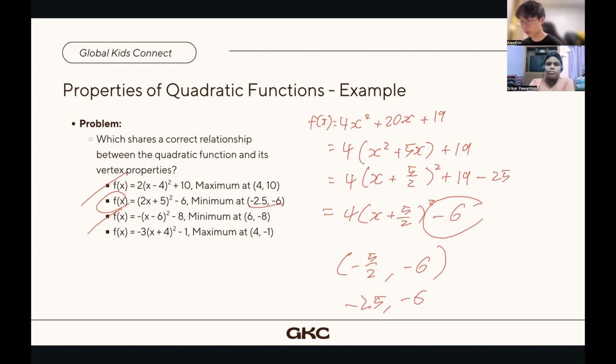However, we can still take a look at the fourth function, or the first statement, excuse me. And we can see that it's already in vertex form. And so we can very quickly say that the vertex is at when x is equal to negative 4, and when y is equal to, if you look at the constant, negative 1. However, the statement incorrectly says that the vertex point is at positive 4, when in actuality it will be negative 4. And therefore, the fourth statement is incorrect.